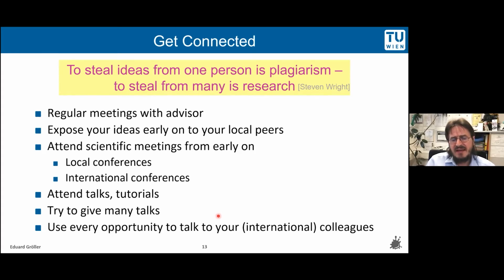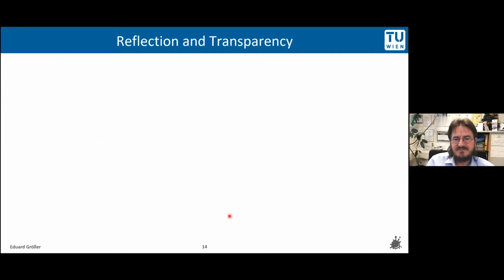How are they framing their research questions? And sometimes you get this cross-pollination, and you can take ideas from their work and use them in a different context for your work, and you easily get a nice new research direction. And the next thing, in the same line, is about reflection and transparency.